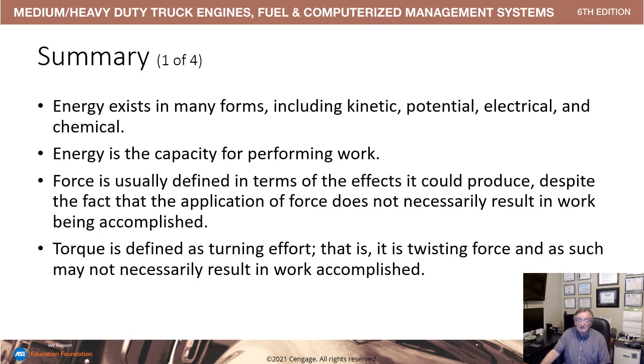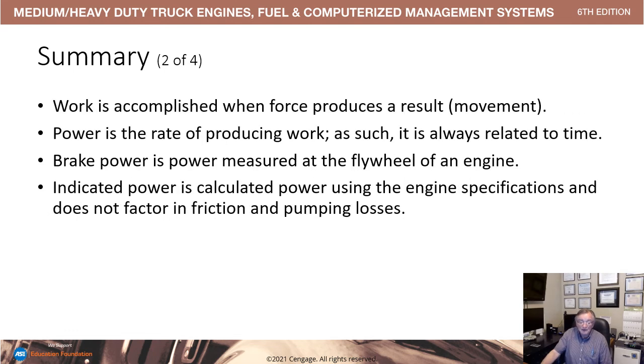Summary. Energy exists in many forms: kinetic, potential, electrical, and chemical. Energy is the capacity for performing work. Force is defined in terms of the effects it would produce, despite the fact that the application of force does not necessarily result in work being accomplished. Torque is defined as turning effort, that is, the twisting force, which may not necessarily result in work accomplished. Work is accomplished when force produces a result. Movement produces work. Power is the rate of producing work, as such, it is always related to time.